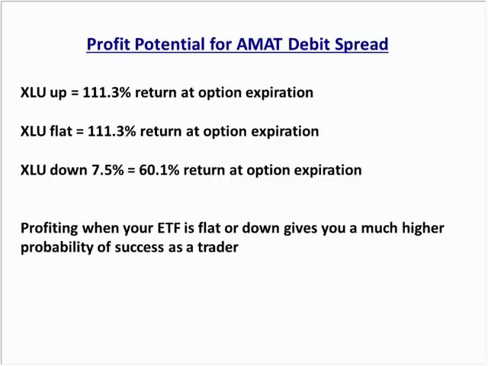So to recap, if XLU is up at option expiration, we will realize a 111% return. If XLU is flat at option expiration, we'll realize a 111% return. And if it's down 7.5%, we'll realize a 60.1% return at option expiration. So profiting when your ETF is flat or down gives us a much higher probability of success as traders.